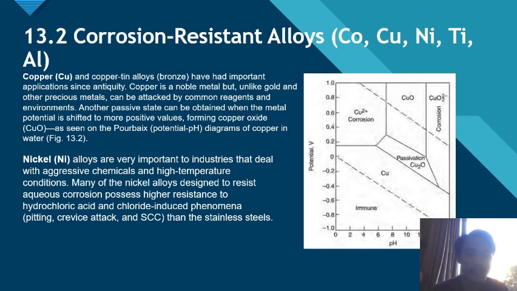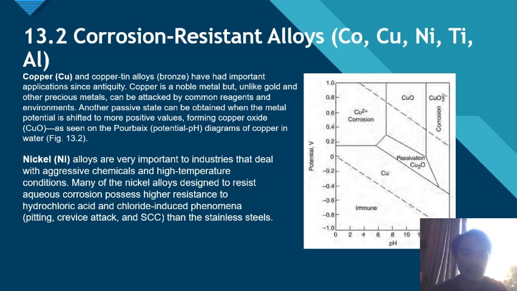In copper (Cu), copper-tin alloys, or bronze, have had important applications since antiquity. Copper is a noble metal, but unlike gold and other precious metals, it can be attacked by common reagents and environments. Another passive state can be obtained when the metal potential is shifted to more positive values, forming copper oxide (CuO), as seen on the Pourbaix potential-pH diagram of copper in water. So, here is the diagram of copper in water, with pH on one axis and potential in volts on the other.